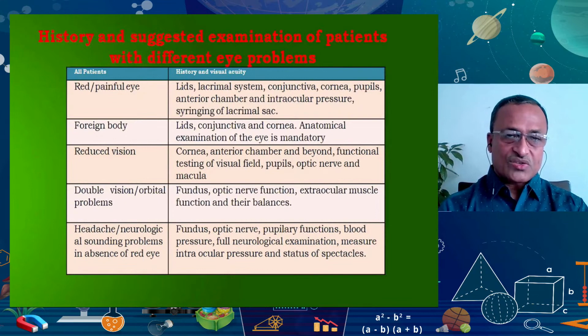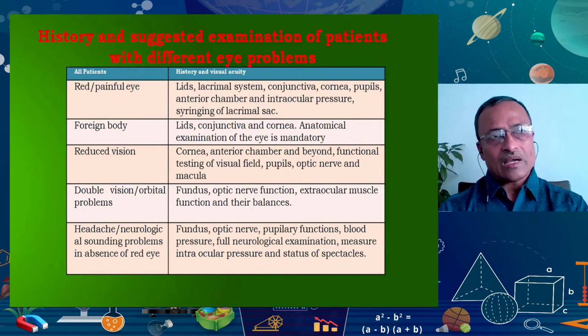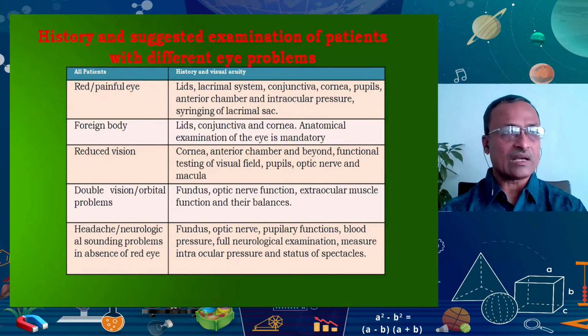Suppose a patient is having double vision, then what likely problem he has to face, and what are the structures which the doctor would be examining, like the fundus, optic nerve, function. I shall be discussing what these fundus and maculas are all about in our next few slides. Headache-related or neurological problems are usually faced by the patient. So what are the things which the doctor is likely to examine?